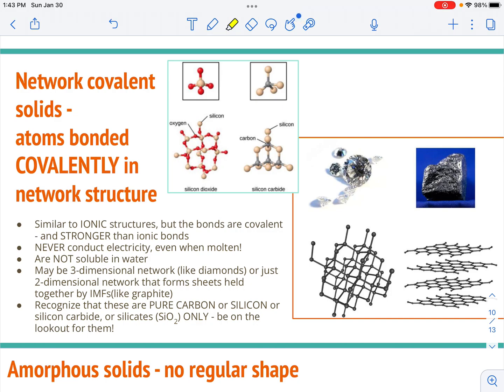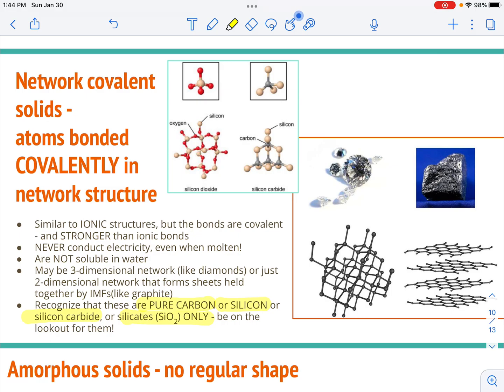Something you should be on the lookout for is solids that are made of only pure carbon, like diamonds and graphite, or pure silicon, or a combination of the two in silicon carbide, or SiO2 silicates. We'll talk about a different kind of silicate in a minute that's not built like the network covalent. So be on the lookout for silicates in particular: quartz, sand. Those are network covalents.